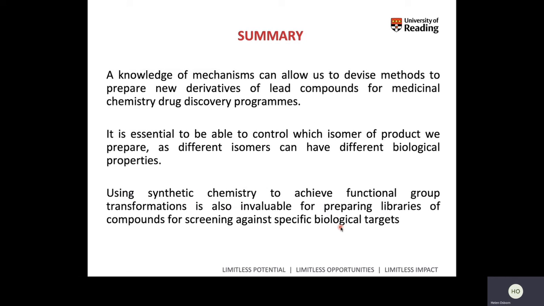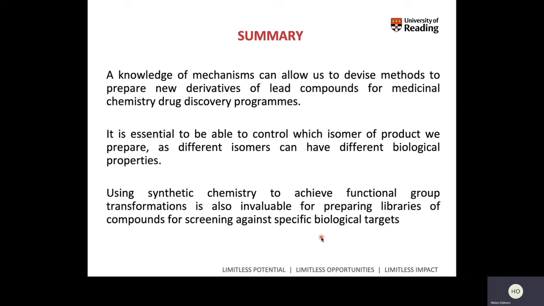Okay, so that brings us to the end of my lectures. So hopefully I've shown in general across all of these lectures how a knowledge of mechanisms can help us to develop methods to prepare new derivatives. This is useful because often we might have a lead compound that we need to develop further for medicinal chemistry programs, and you'll see specific examples in years 2, 3 and 4 where we look at particular therapeutic conditions. In all cases, I've really tried to emphasise that it's very important to know the stereochemical outcomes because different isomers can have different biological and therapeutic properties, so we always have to be aware of that.